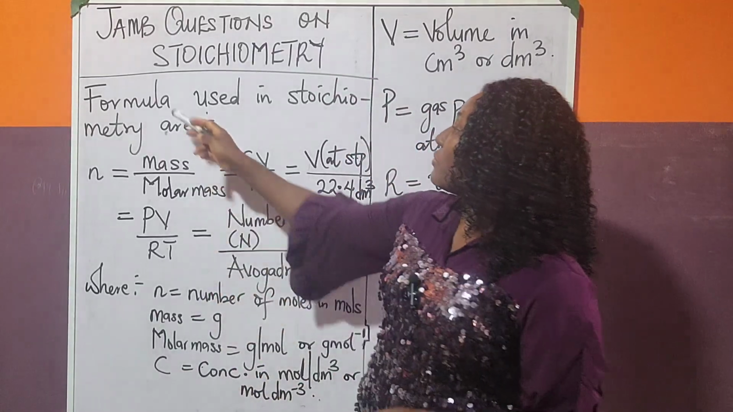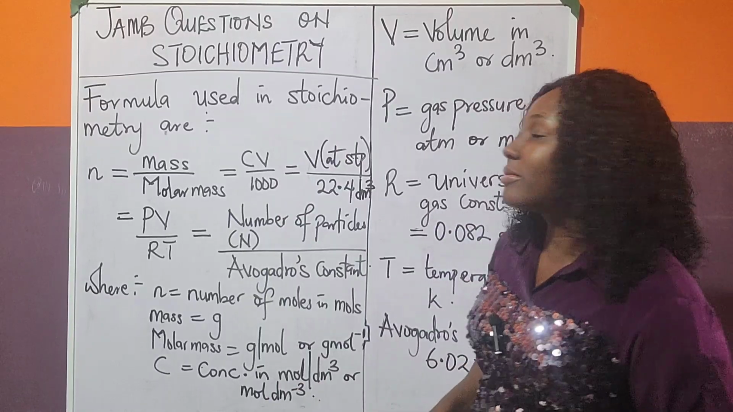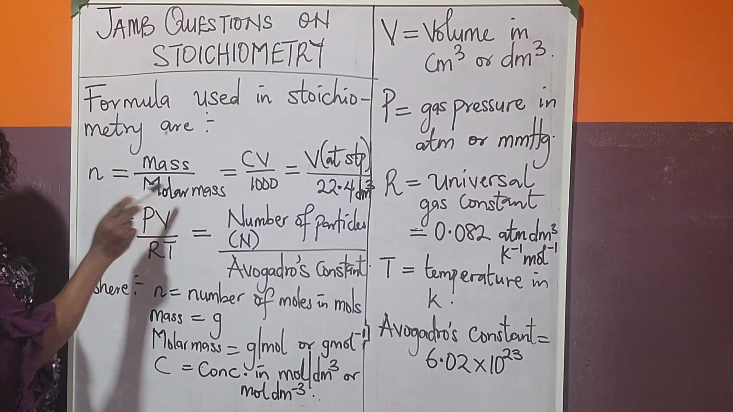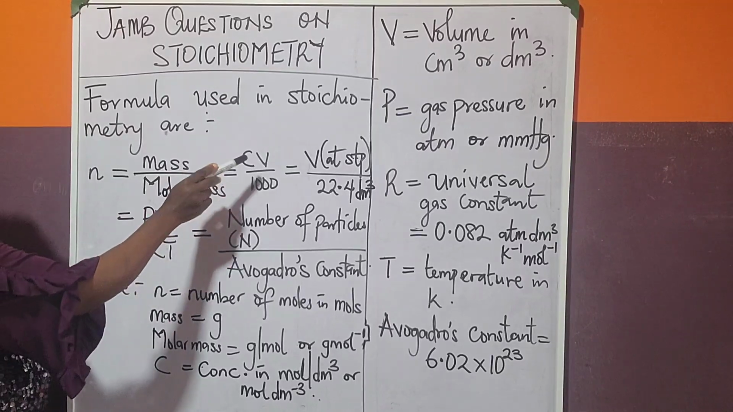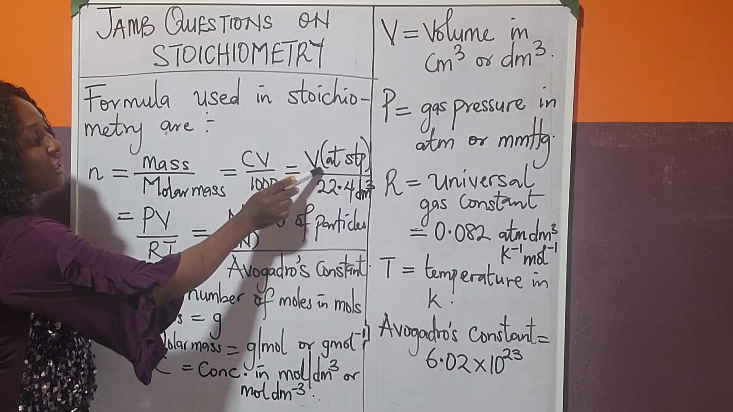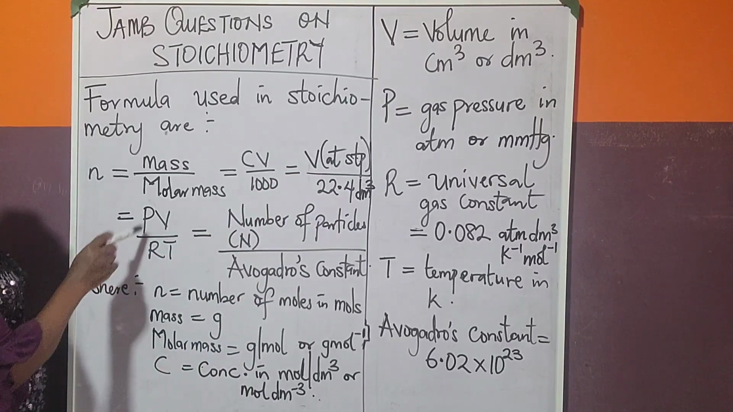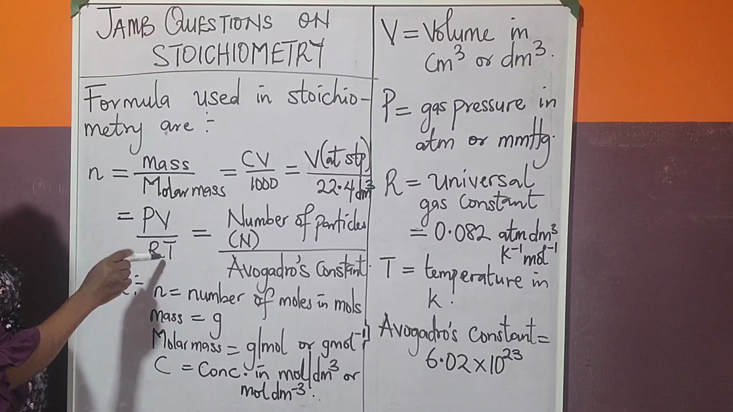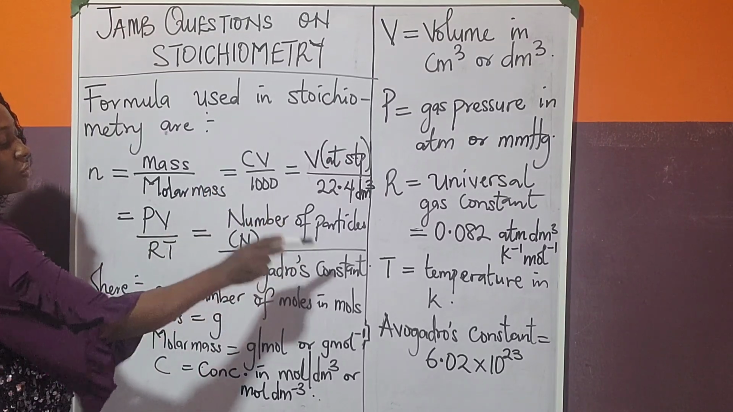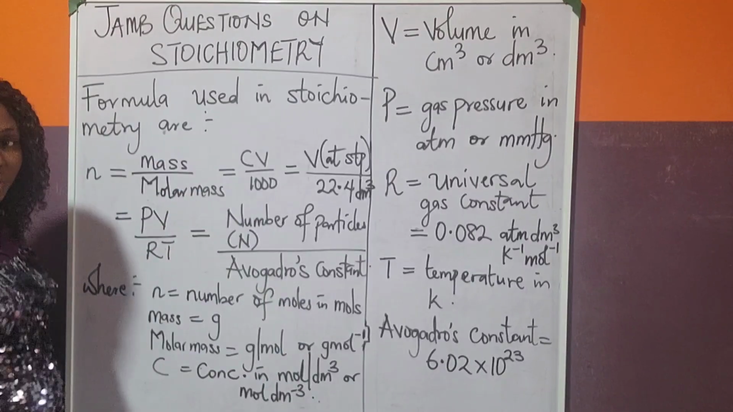So the formulas used in stoichiometry are, here I have n equals mass over molar mass, which is still equal to CV over 1000, still equal to V at STP over 22.4 dm cube, still equal to PV over RT, still equal to number of particles over Avogadro's constant. So here I have various relationships.